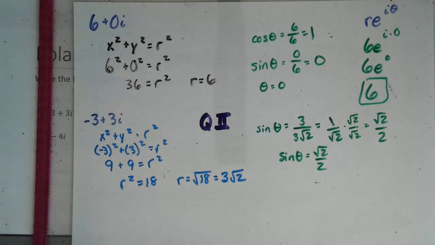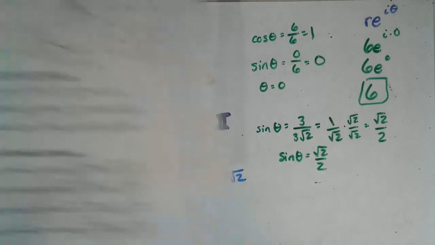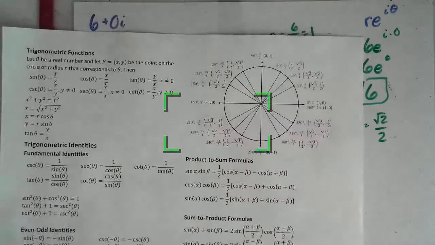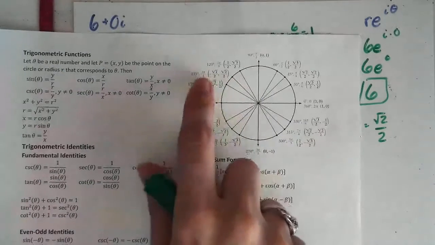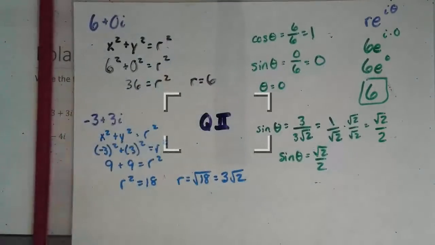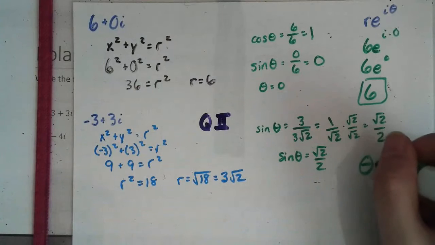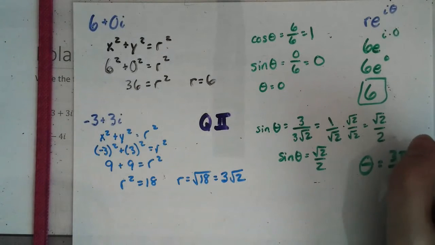Well, wait a minute, that's on my unit circle. But I have to be careful. I need the answer in quadrant 2, where is sine, which is the y value, equal to square root of 2 over 2? Right here, 3 pi over 4. So my theta, whoops, wrong side, we'll try it anyway, is equal to 3 pi over 4.